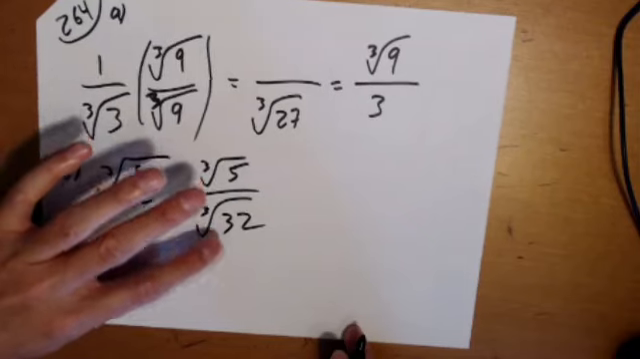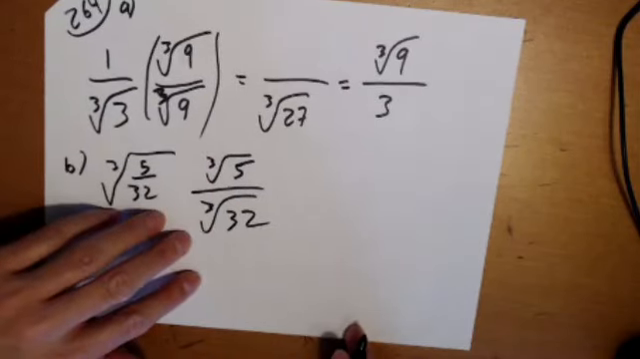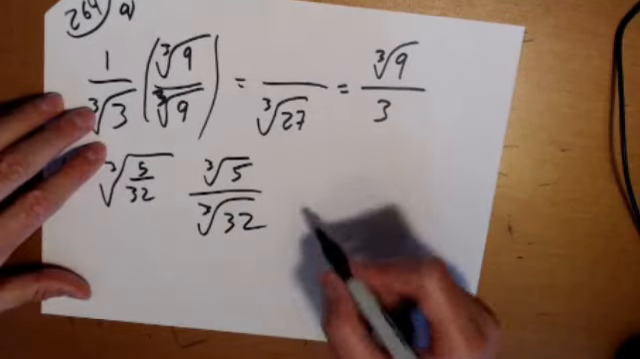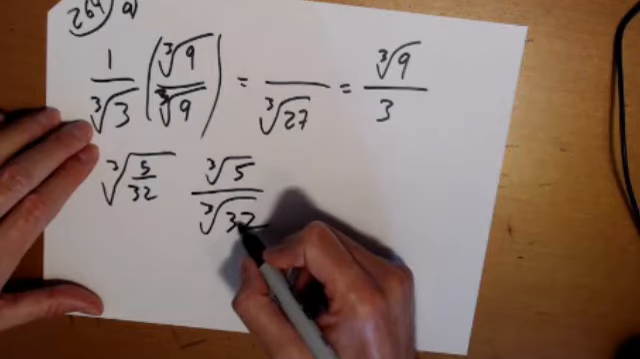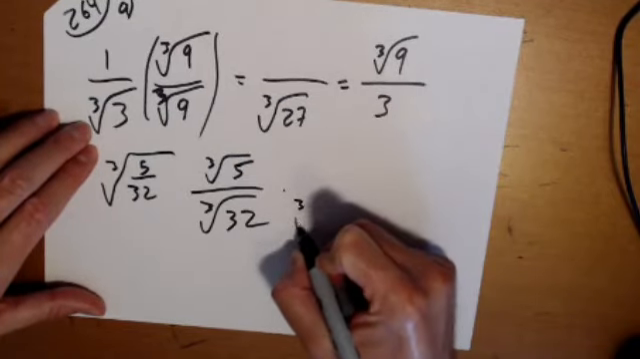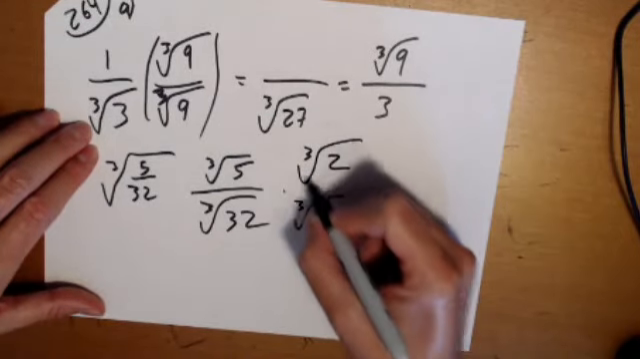Can we make the bottom a perfect cube? 4 times 4 times 4 is 64. So the goal is to make the bottom a perfect cube so that there's no radicals. So what if I multiply by cube root of 2? Remember I was saying it's complicated to figure out what you multiply by?